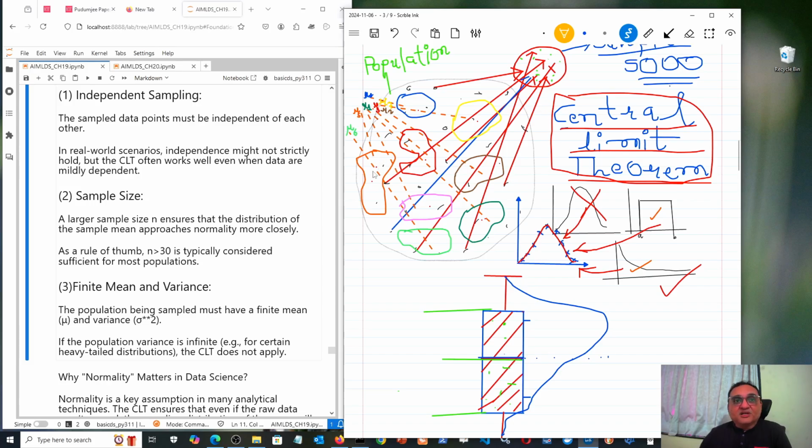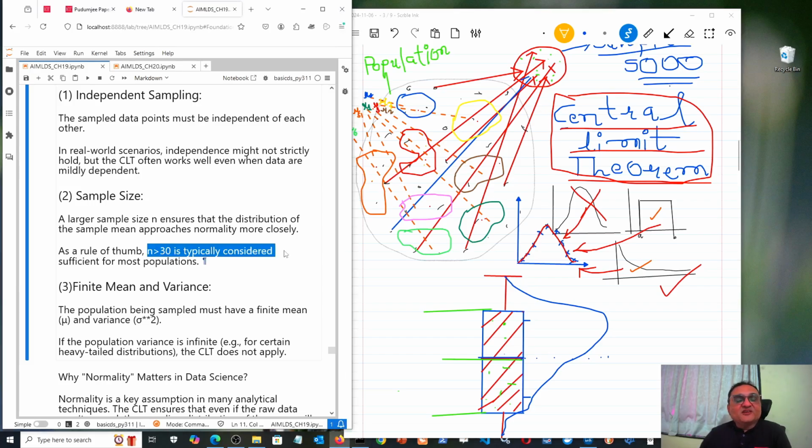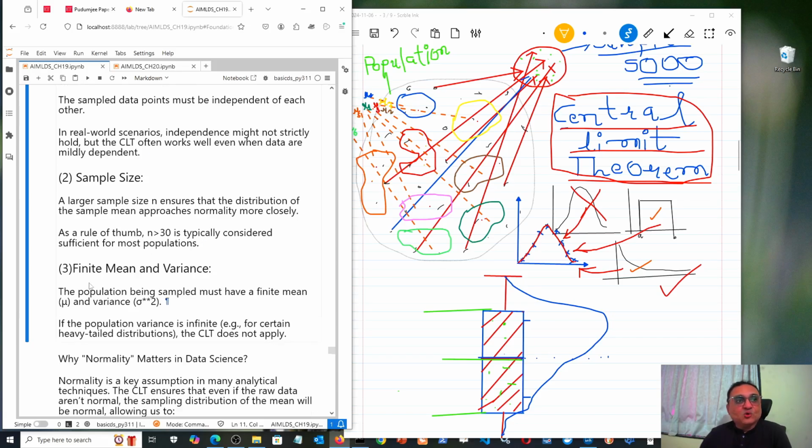But the number of data points inside each of these samples is one important factor. Each sample should be sufficiently large. However, fortunately, sufficiently large does not require hundreds of thousands of data points inside each sample. You just require greater than 30 data points in each sample. The number of data points should be greater than 30 for the central limit theorem to hold.